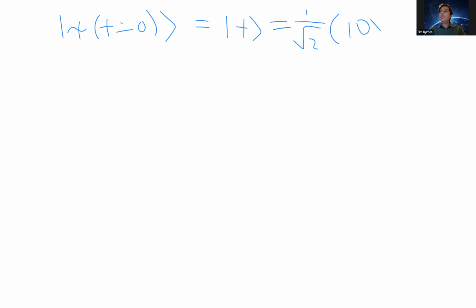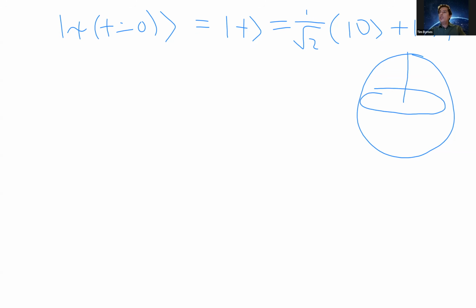Okay, so let's look at this particular case. Let's say our initial state is the state we're often calling plus, which is the superposition of 0 plus 1. And let's try to visualize everything on the Bloch sphere here.